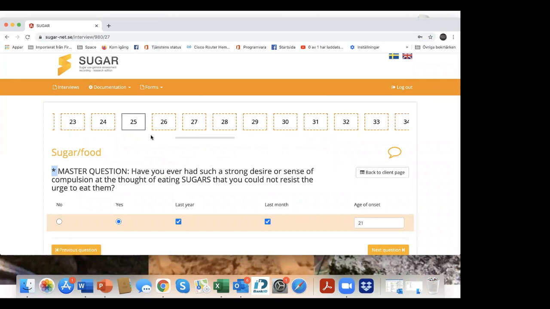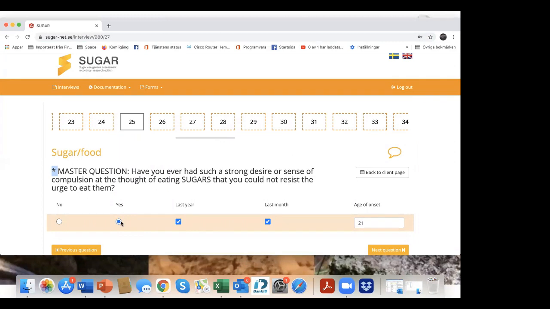So anyway, the master question means that the system will calculate the first symptom from this question. Here, the first symptom is: have you ever had such a strong desire or sense of compulsion at the thought of eating sugars that you could not resist the urge to eat them? The client answers yes, and then you always ask, has it happened in the last year? Because if they say no here, it means yes, they've had this symptom, but it was more than a year ago. And that is L, lifetime, more than 12 months ago in the end result in the system, which means that they are in remission.